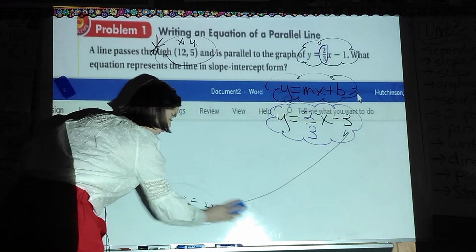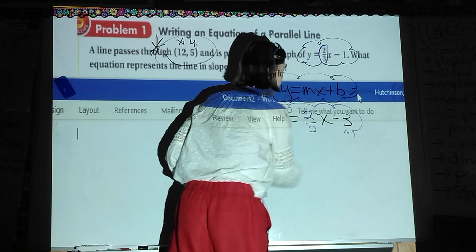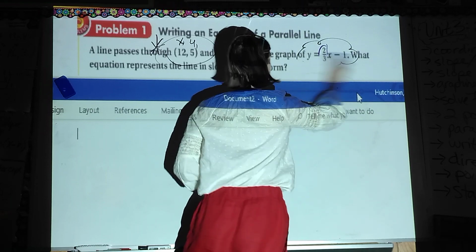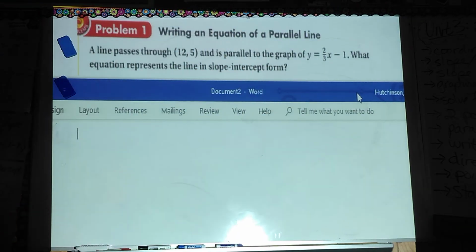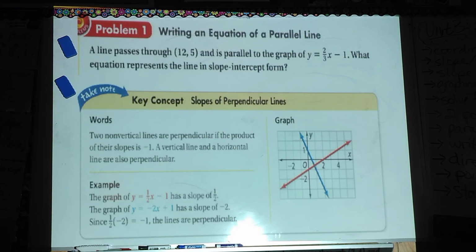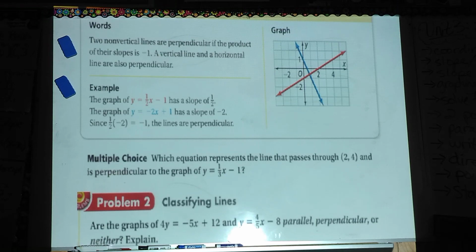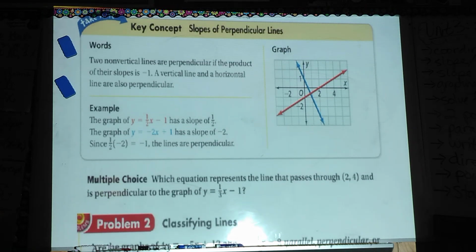I'm going to put it up here on the board. Okay? And you're going to try it. And then we're going to go over it together live. Okay? Here we go. I want you to try it now. Oh wait, I don't have another example. We're moving on to perpendicular. We'll do another example live.